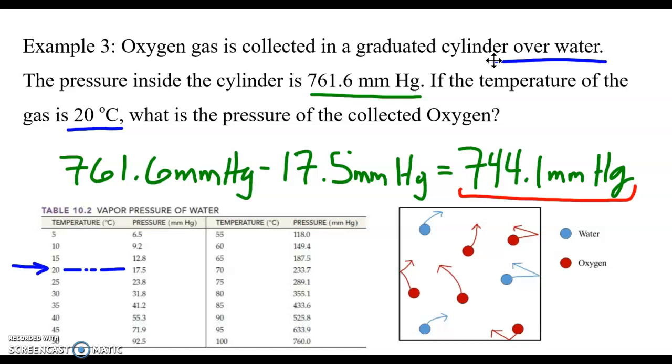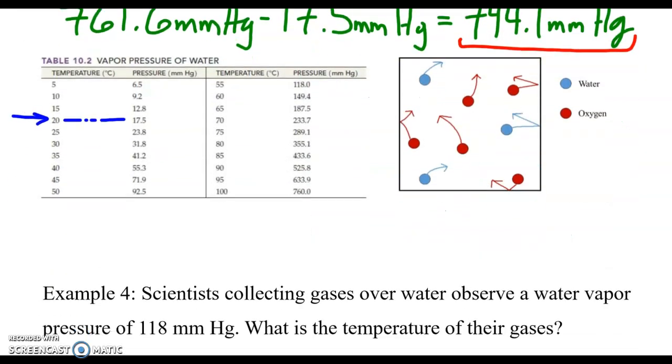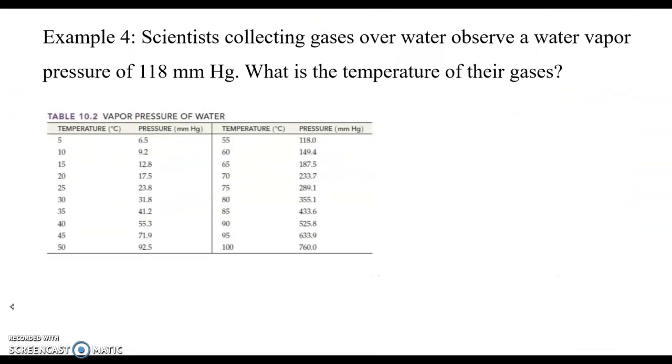Sometimes you will see the partial pressure of water vapor question asked in an interesting way, and that is in reverse. So for example, scientists collecting gases over water observe a water vapor pressure of 118 millimeters of mercury. What is the temperature of their gases? Because temperature is the only variable that impacts the partial pressure of water vapor when you're collecting over water, you can also work backwards from that partial pressure.